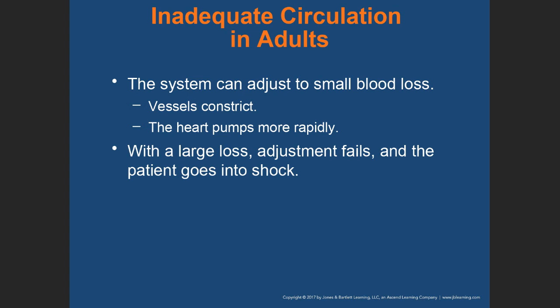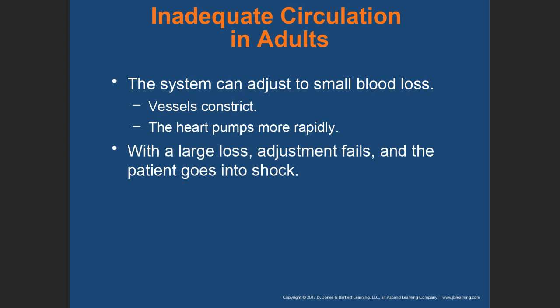Now let's look at inadequate circulation in adults. The system can adjust to small blood loss, right? So if there's blood loss occurring, the vessels can constrict to increase pressure if the cardiac output is low, right? So if the blood pressure falls within the body, the first thing the body is going to do is constrict the blood vessels to increase pressure and increase the pumping action of the heart.